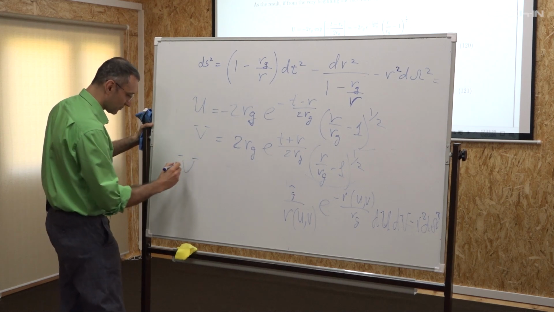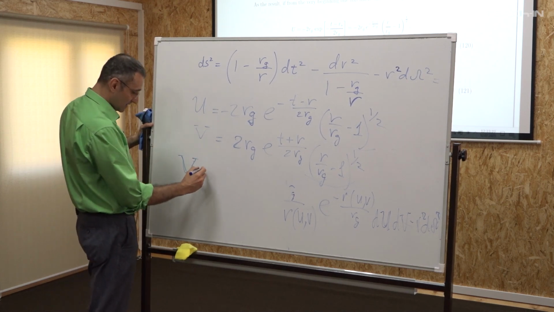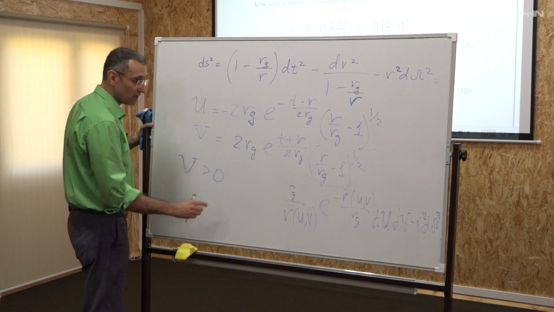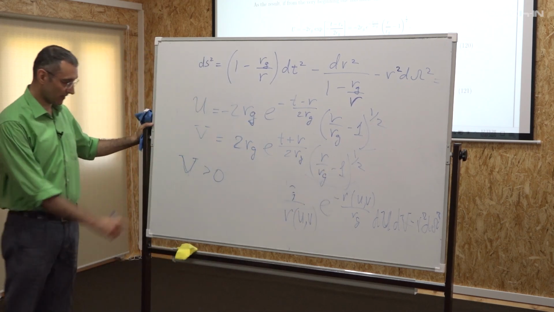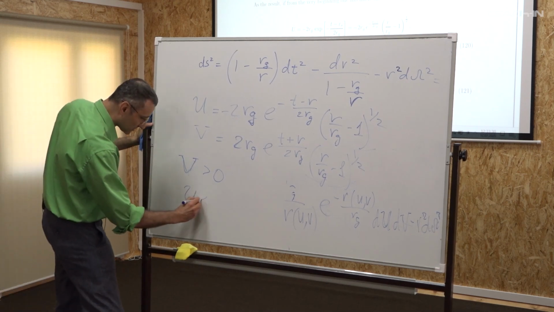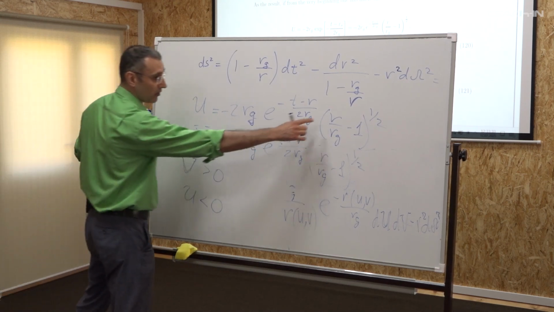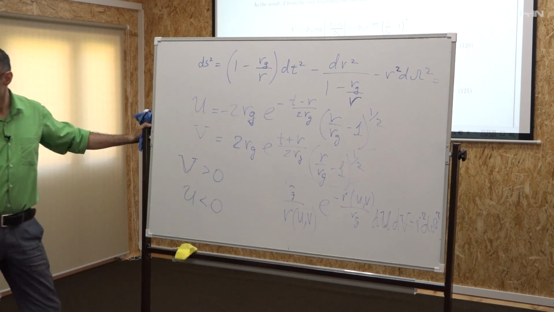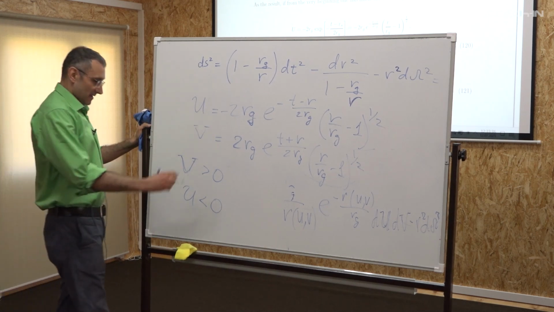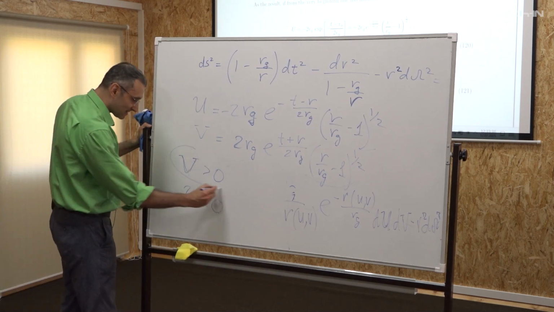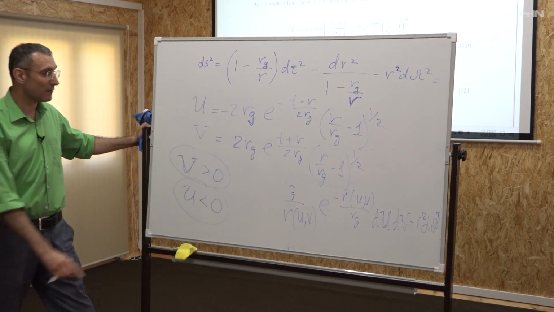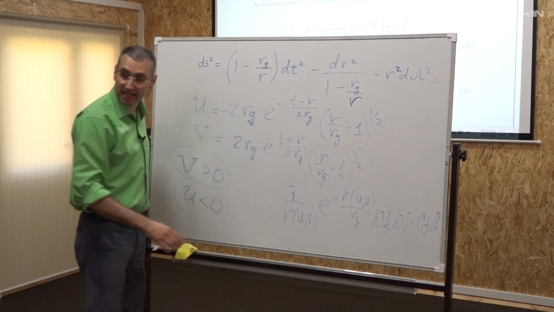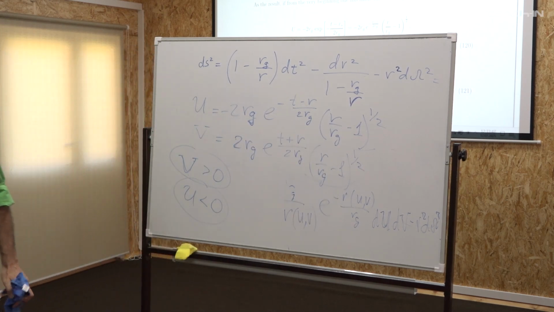That's exactly the point. V is always greater than 0 for r greater than rg. And u is always less than 0 for r greater than rg. But I can extend u and v beyond these regions, but they will not be related to r and t anymore. You see? They will not be related to r and t anymore.